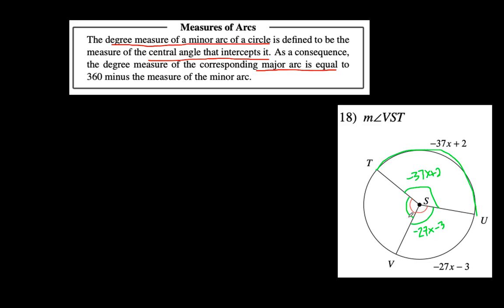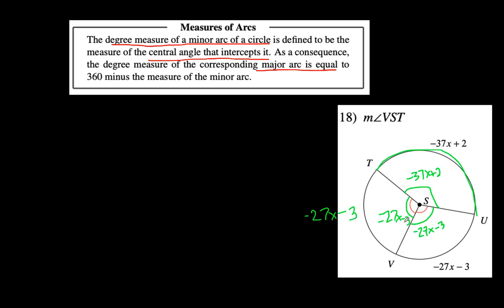Since this angle is equal to this angle, the angle measured here is also equal to negative 27x minus 3. And of course, since this is a central angle, the arc VT is equal to negative 27x minus 3 as well. So we're looking for the measure of the angle VST.